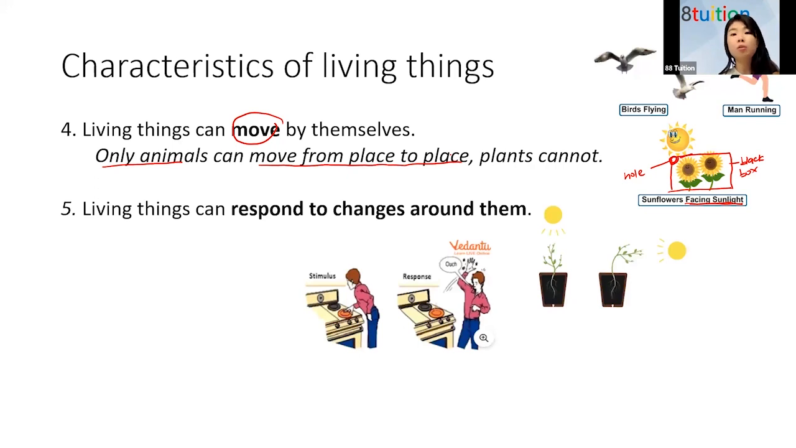Living things respond to changes around them. So as you can see, this man is touching the stove. It is very hot and suddenly he reacts. He lifts up his hands and says, ouch. Correct? Do you see that? In this case, the plant is also growing in the direction of the sun. So that is responding to changes around them. Okay, Saktivi, understand? Please remember this as well.